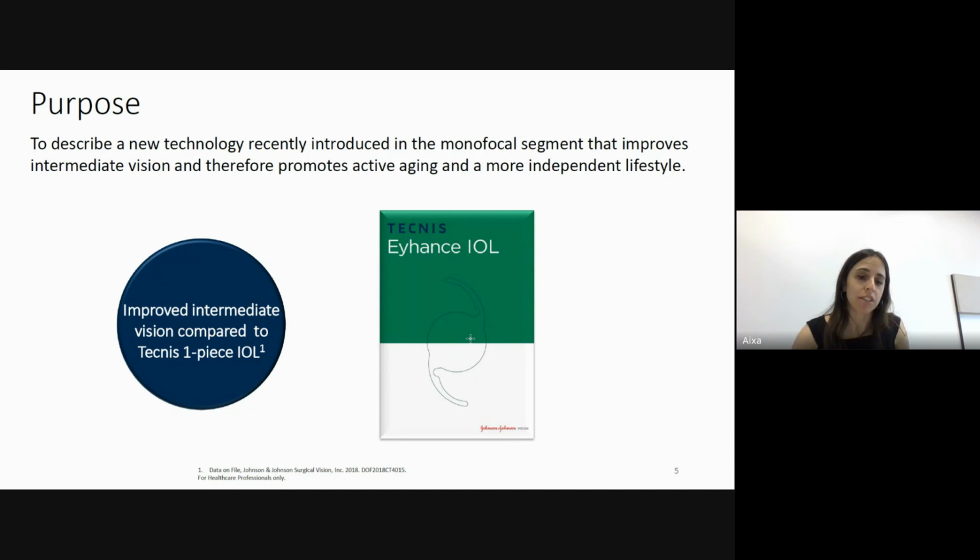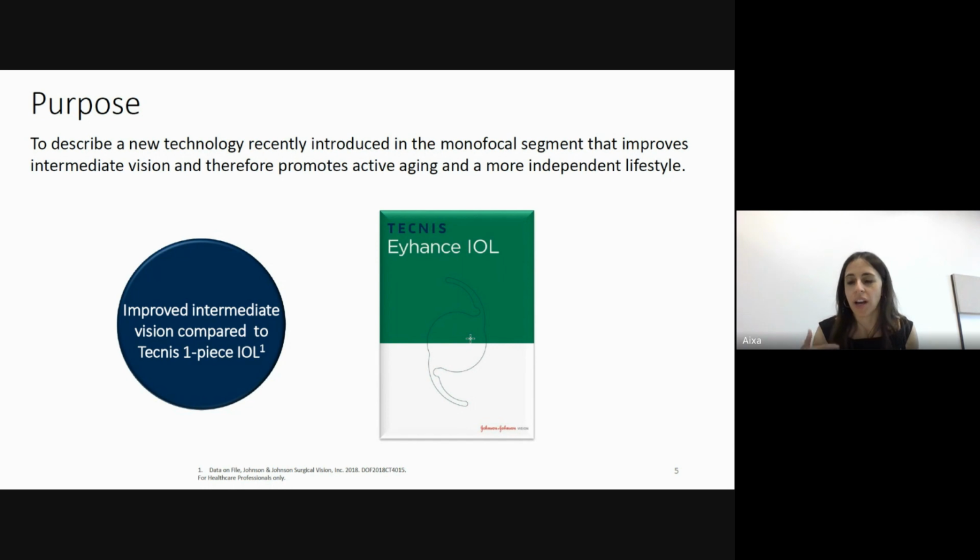So Technis Eyhance was the first IOL design with that purpose, to be just a little bit better than a monofocal lens. And that means we needed to create a whole new technology, how we want to evaluate that and how we need to measure it.